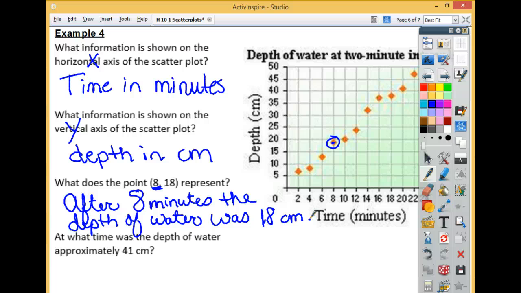At what time was the depth of the water approximately 41? The depth approximately 41. A little above it would be what? This one, which is 20. 20 minutes. All right, yeah, you're gonna like this unit.